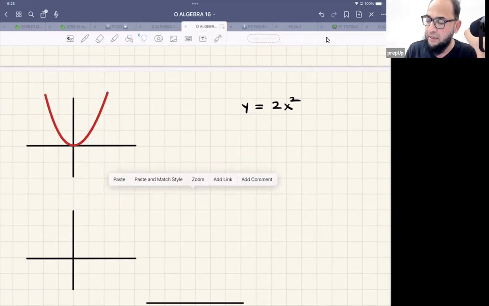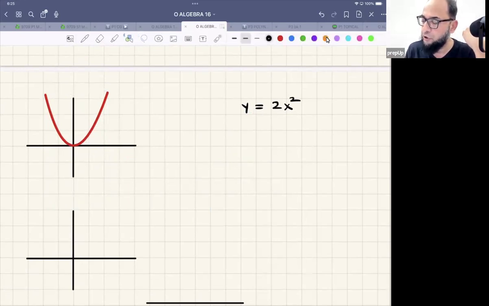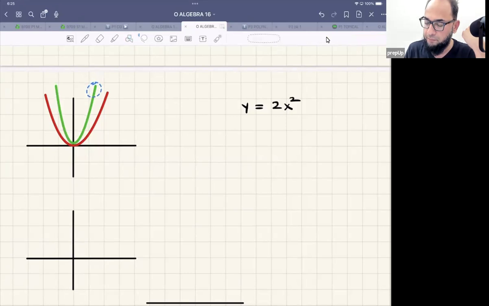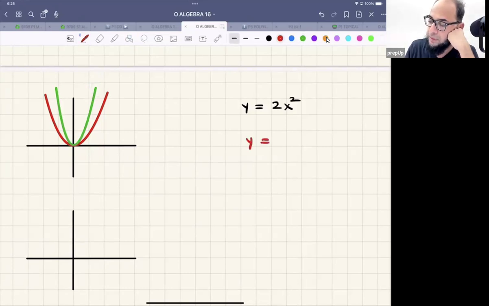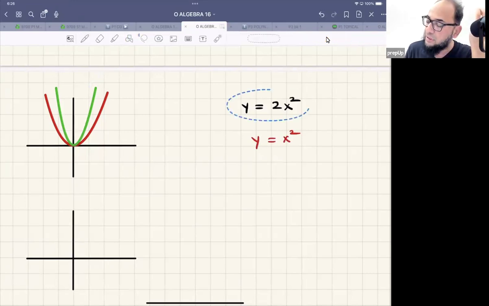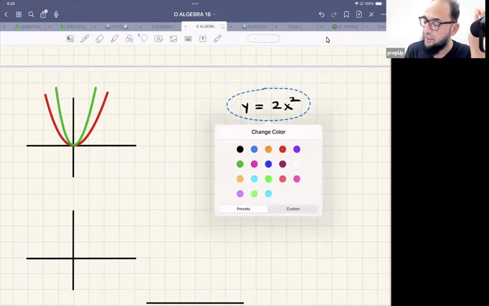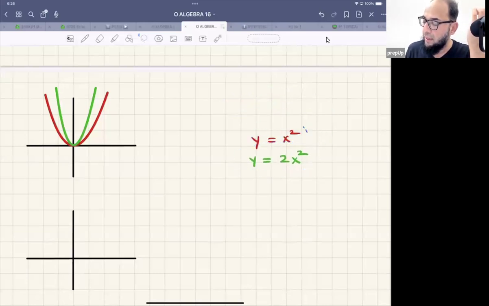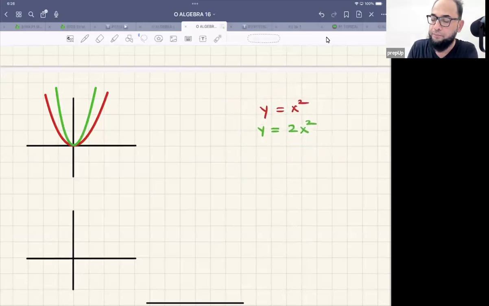Let me make the graph more steeper. Let me choose green color, and something like this. Not very exact, it's a sketch. So now y is equals to x square is the red one. Y is equals to 2x square, that is the green one. And that's how they are drawn.